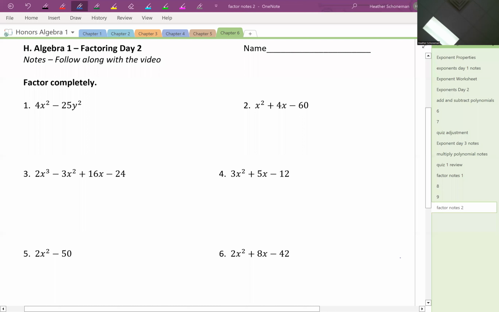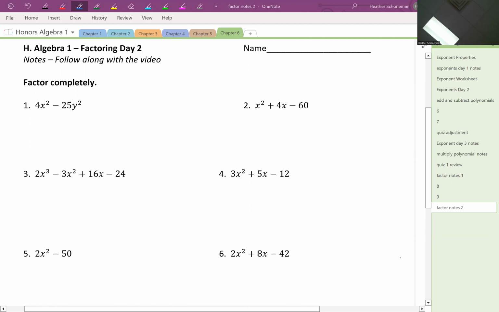Okay, this video is the second day of your factoring. It's our notes video. You need to follow along with the video and take the notes. You can use your notes to do your Delta Math assignment when you're done with the video. But before you leave class, you need to turn in your notes because you will get points for both completing the notes and also doing the Delta Math assignment.